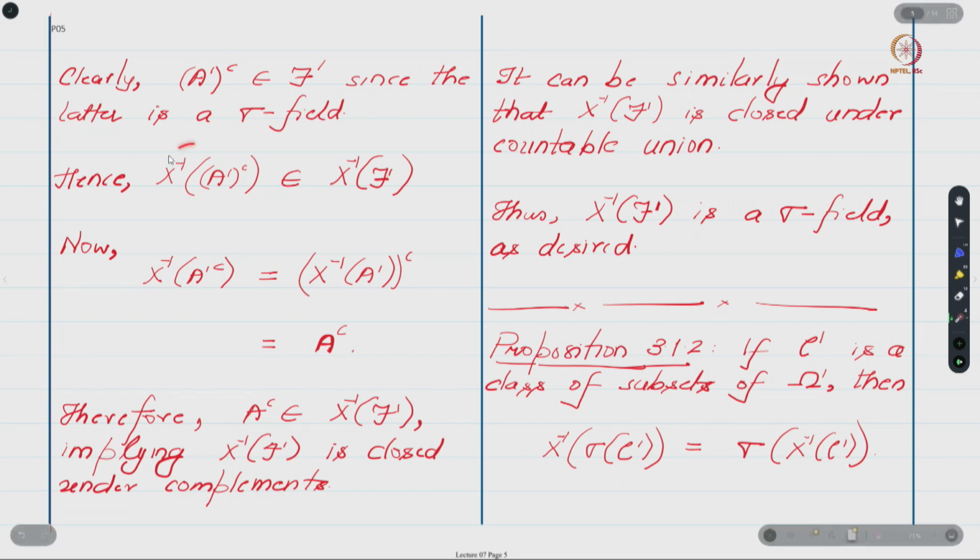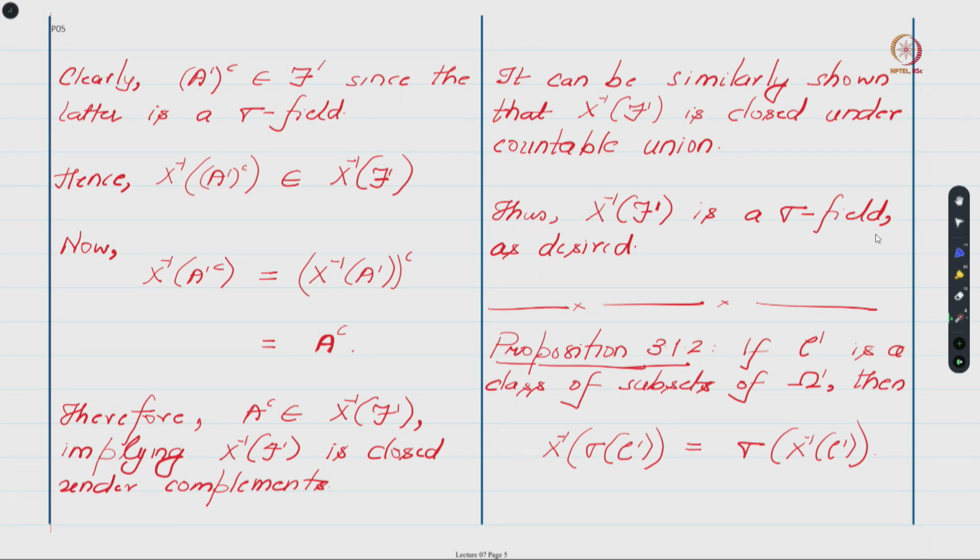And because X inverse of A prime complement lies in X inverse of F prime, one can conclude that A complement lies in X inverse of F prime, and hence one can now conclude that X inverse of F prime is actually closed under the complement operation. And one can similarly show that X inverse of F prime is closed under the countable union, and from this one can conclude that X inverse of F prime is indeed a sigma field as desired. Okay. So what is the summary? If you have a collection of subsets of omega prime which forms a sigma field, and if you take the inverse of this collection, then that new collection would actually be a sigma field of subsets of omega.